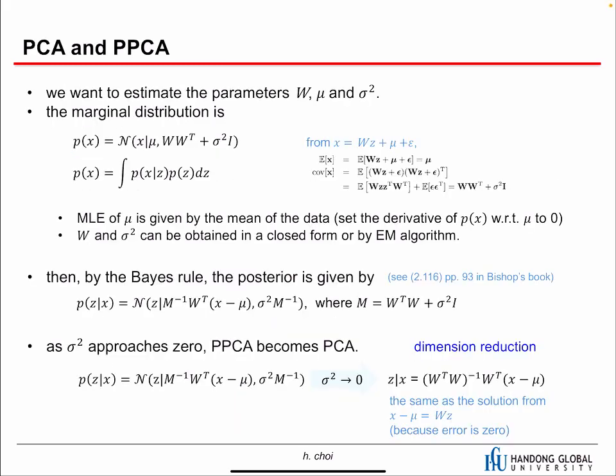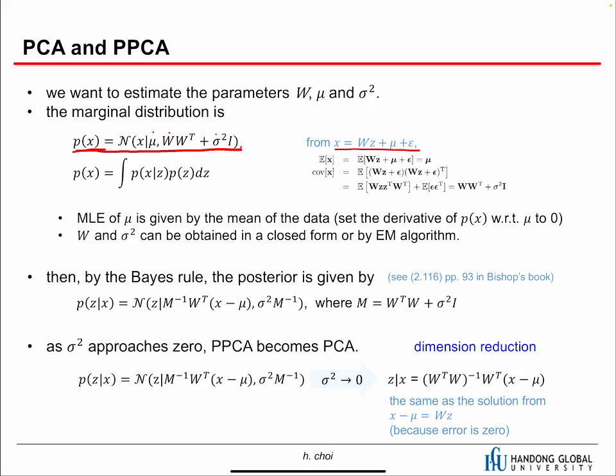Now we have a formulation of PPCA, and then we want to estimate the parameters W, mu, and sigma square. Then we can define this marginal distribution, which is the likelihood. So given mu, W and sigma square, the probability of the sample can be defined in this way. This equation is coming from this fact.